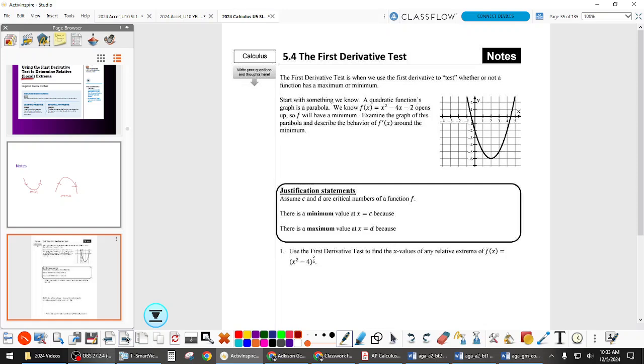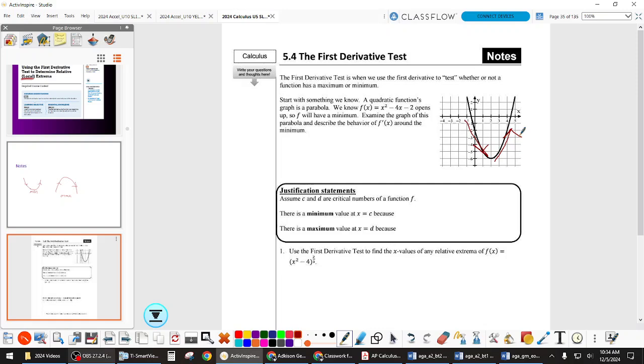So, first derivative test. Start with something we know, like a quadratic function. We've seen that 8 billion times. So we know that it's going to have either one max or one minimum. I just sketched it a second ago, but the slope of this is decreasing and then increasing, so we know that's going to be a minimum.